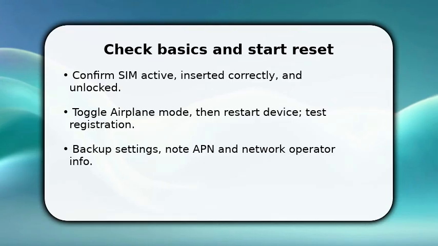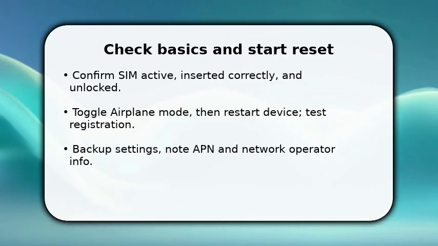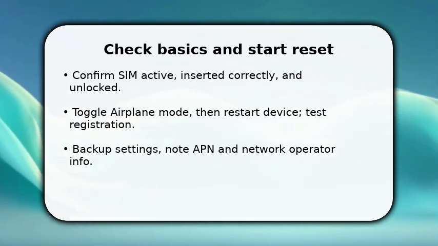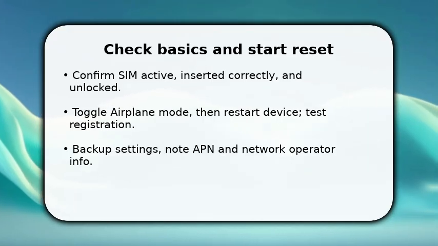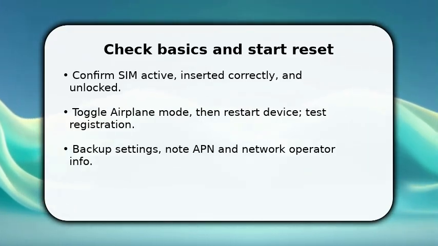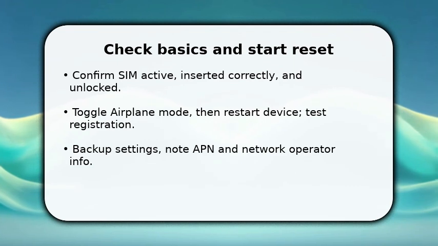While it reboots, make sure you've recorded APN and carrier operator settings so you can restore them if needed. Once done, check signal bars and the carrier name. This quick sequence resolves many transient registration failures without deeper intervention.